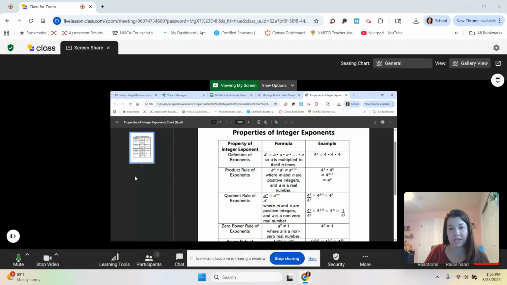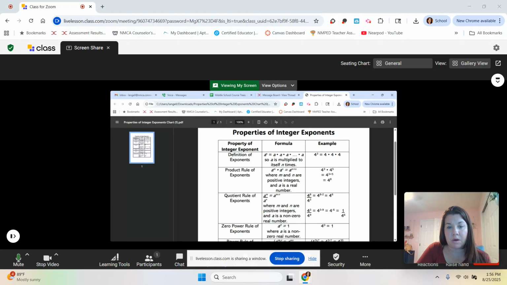Okay, so looking at this right here, properties of integer exponents. As a review, the definition of an exponent, that's what we already went over on the paper, all right? Product rule of exponents, what that tells us is that if my base is the same and I am multiplying them together, I can add the exponents together, okay? So just to help simplify it.